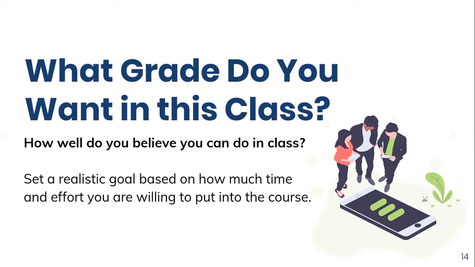Go ahead and set a realistic goal based on a few things. How much time do you have to put into this course? And then how much effort are you willing to put into this course? On the online learning plan, there is a drop-down box where you can select: do you want to get an A in this class, a B in this class, or a C in this class? Because I'm truly hoping that there's no one out there that's hoping to get an F or a D in the class.